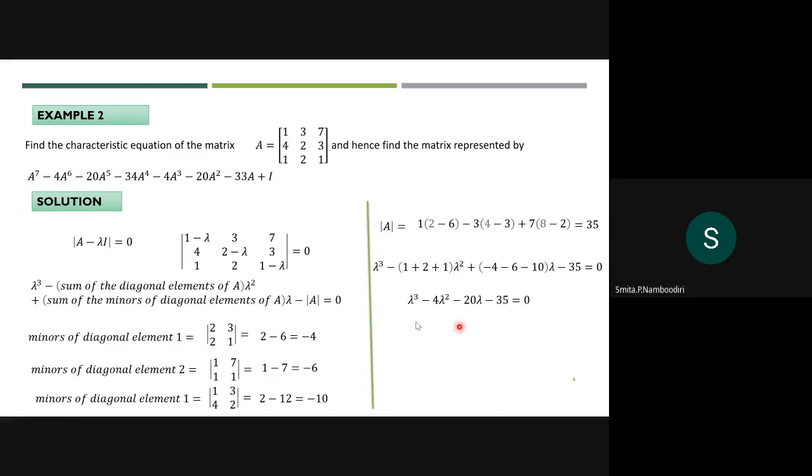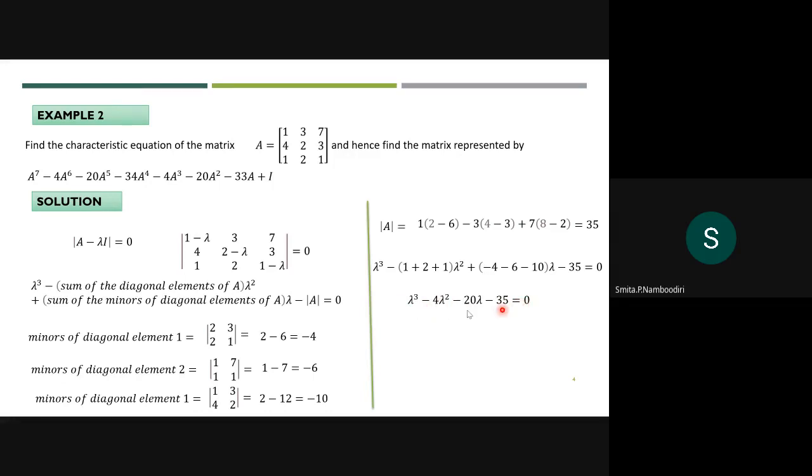Simplifying, we'll get lambda cube minus 4 lambda square minus 20 lambda minus 35 equal to 0. This is the characteristic equation. You can also expand this determinant to get the characteristic equation, but for 3 by 3, this becomes easy comparatively. Any doubt? Okay, so we have got the characteristic equation lambda cube minus 4 lambda square minus 20 lambda minus 35 equal to 0.